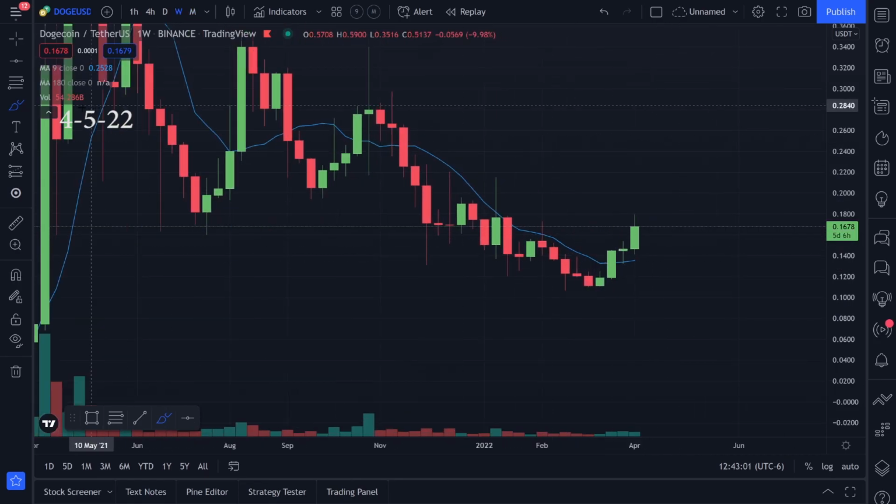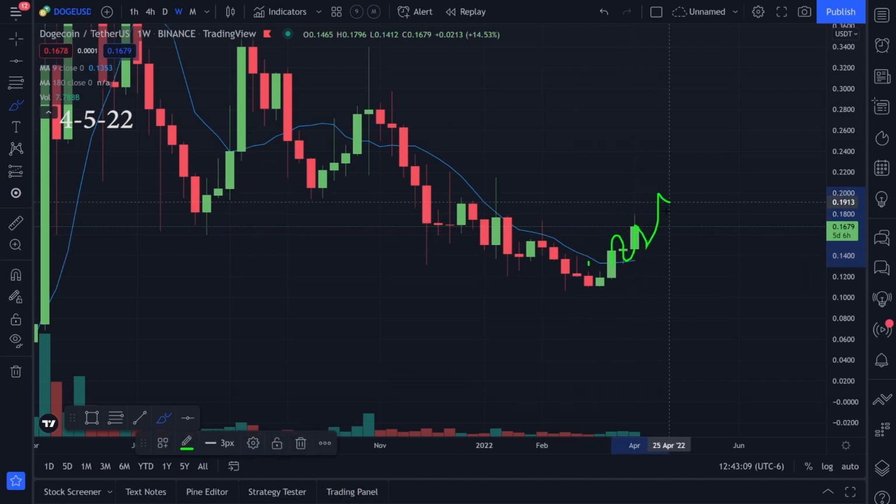I do think, switching back to the weekly time frame though, I do like the way we broke above it and we got that bounce on it. Let's see if we can continue this momentum and continue to get support on it and push to the upside.